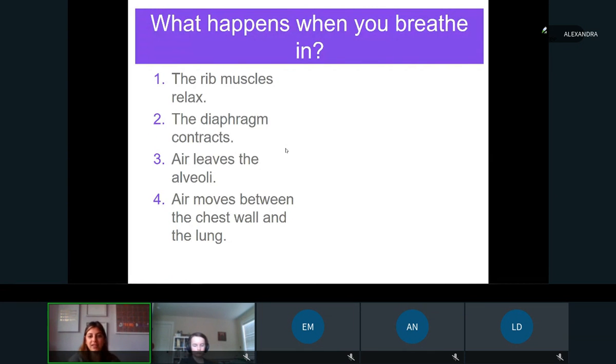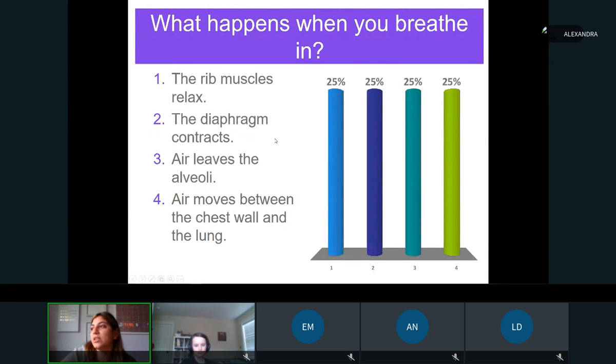Good, good. Okay, so we are thinking that the diaphragm contracts, and just ignore this. This is if I had given you access to it, this would have reflected your answer, but I didn't do that. So yes, the answer is that the diaphragm contracts.